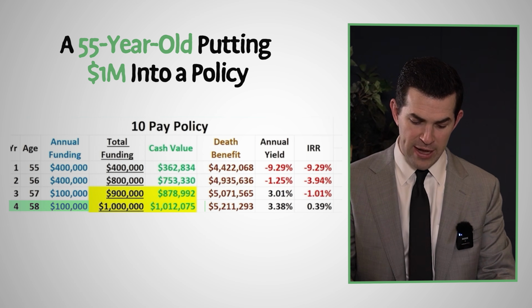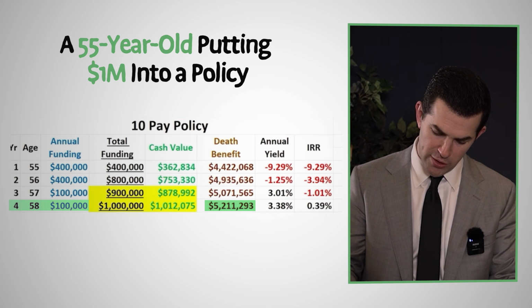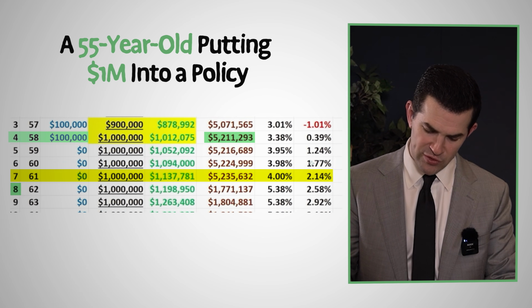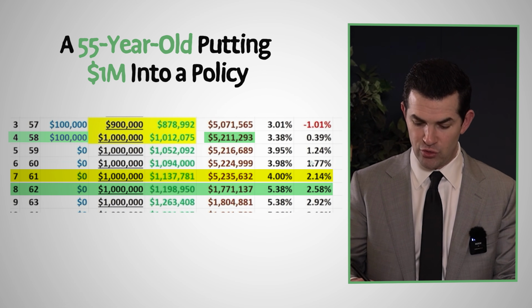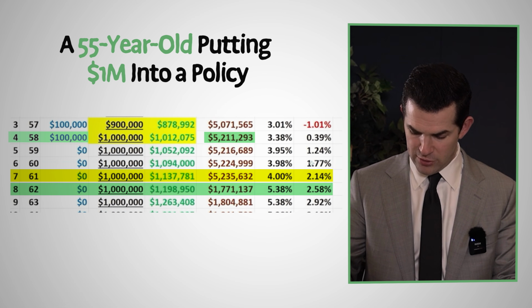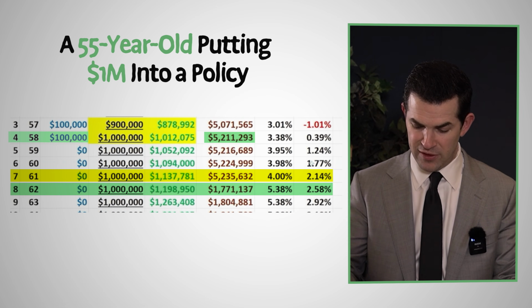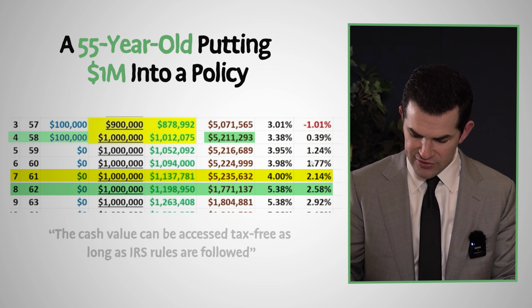He has a very healthy death benefit, so we can lower the death benefit after 7 years, which lowers the costs. And because we followed IRS rules, that yield is not only very attractive for a safe place to put money, but we can also access it tax-free.